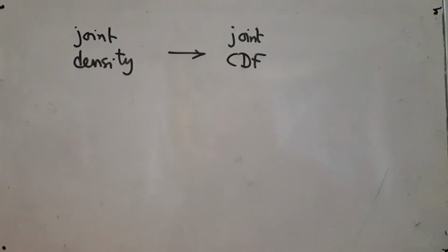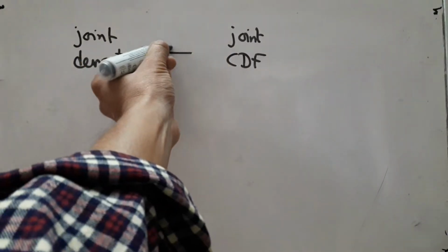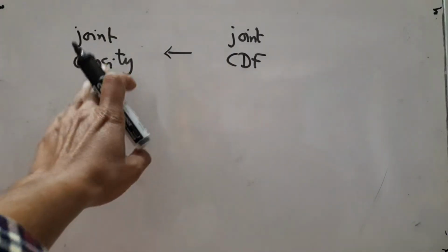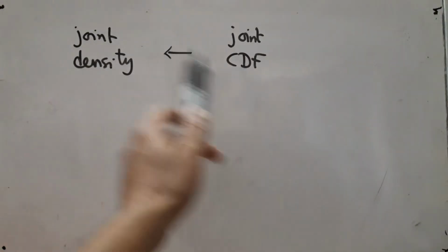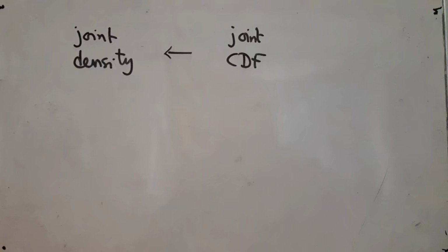We have seen how to find joint CDF from joint density. Now we plan to do the other way around. Now remember, if we have joint density, then definitely we have joint CDF, because joint CDF always exists for any joint distribution. But given joint CDF, there is no guarantee that joint density must exist. So we have to be careful about that. But the basic idea is pretty simple.